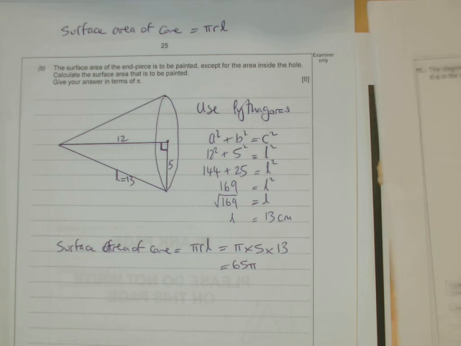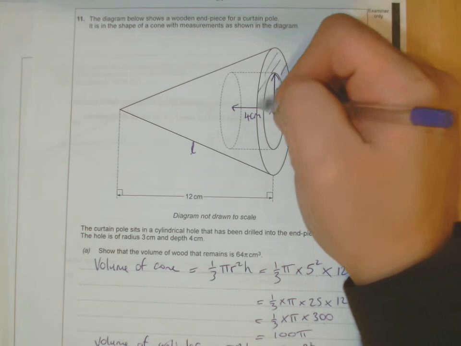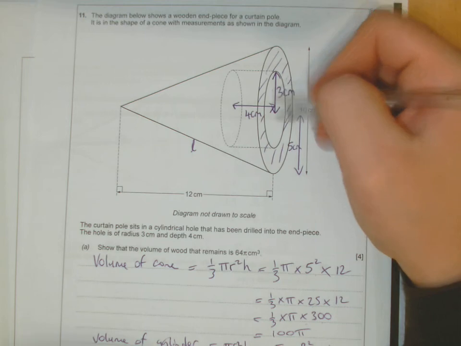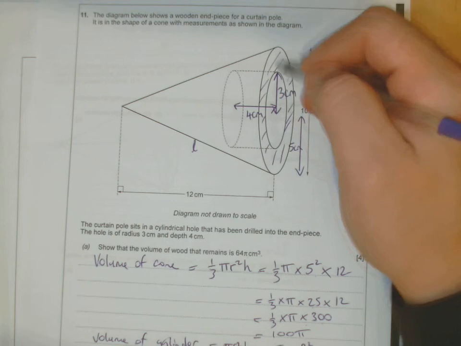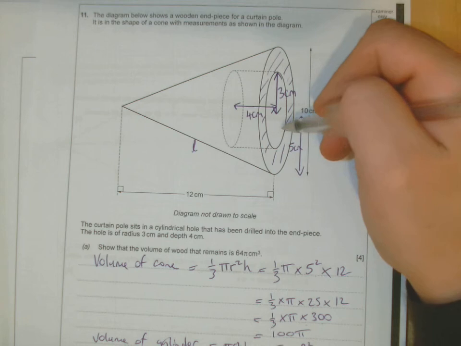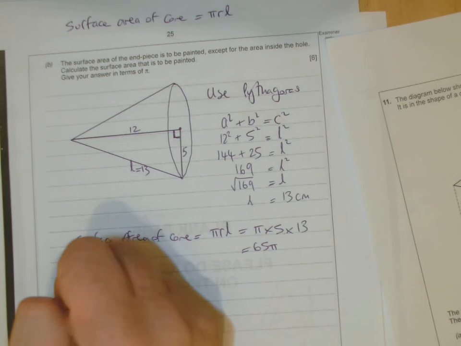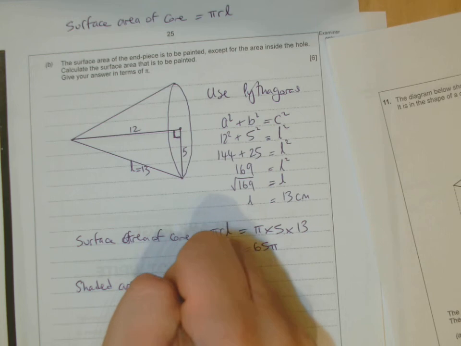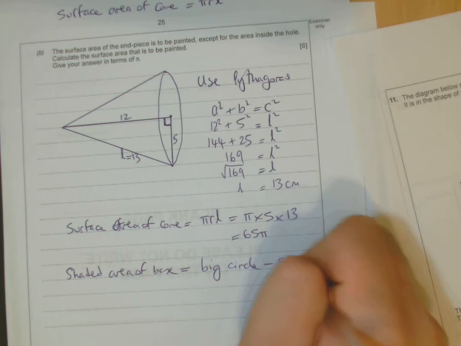What we need then is, we go back to our original sketch, we've done the surface area. What we need now is this bit here. This bit where you've got two concentric circles, and the middle circle's been cut out. So the technical name is an annulus. But what you do to work out that area is, you do area of big circle, take away area of small circle. So you could say, shaded area of base equals big circle, take away small circle.